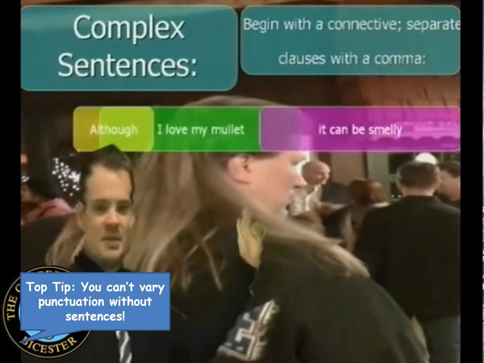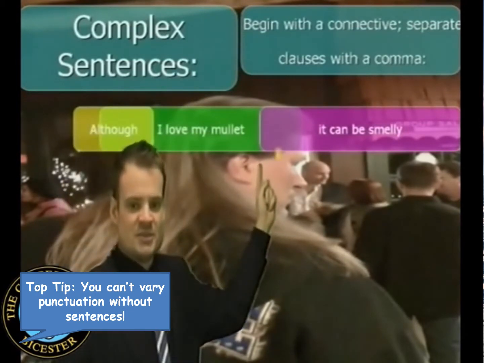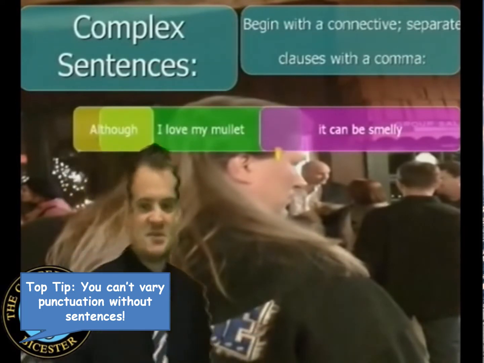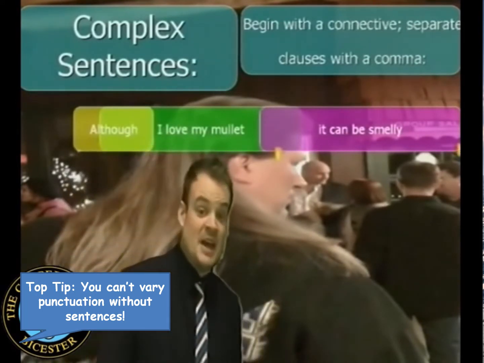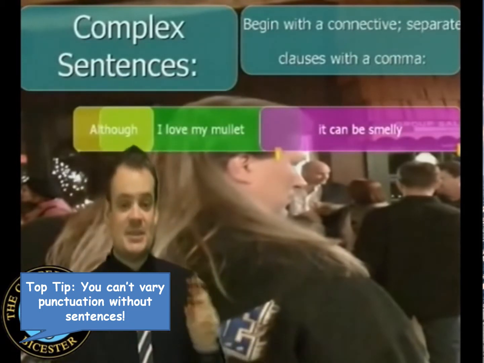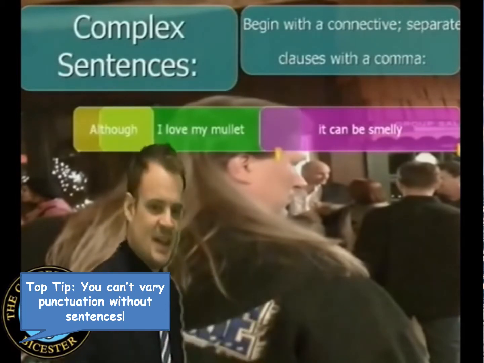And this time, because our connective is right over there at the beginning, we are going to need a comma in the middle. So there it goes. Although I love my mullet, comma, it can be smelly, full stop. I can flip that around and say, although my mullet can be smelly, comma, I love it. Simple as. Those are the only rules you need to remember, and you will be getting this right.